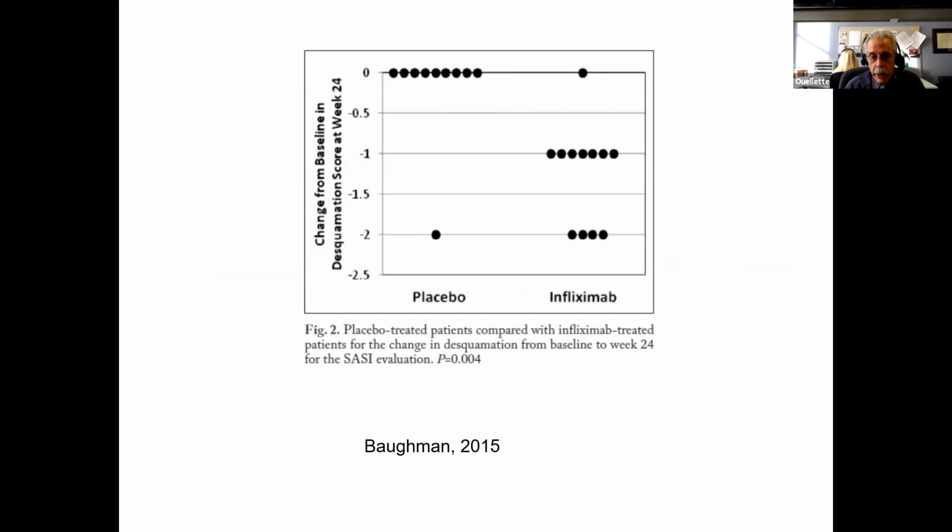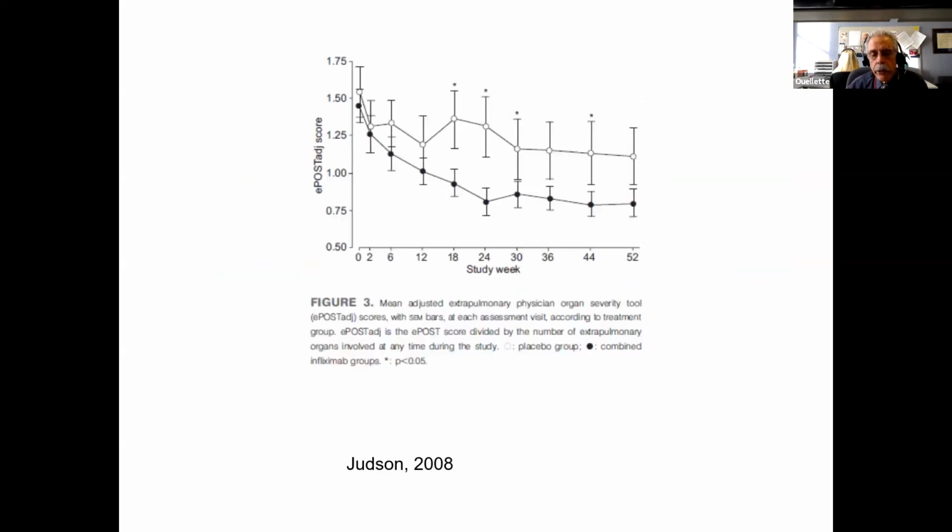In this same study, here's some data looking more closely at the desquamation score after 24 weeks of therapy, showing that the patients being treated with infliximab had improvements. Sarcoidosis treated with infliximab, when sarcoidosis is multi-organ system, may also have other benefits. This study by Mark Judson in 2008 looked at a score called the EPOST score, which is a score that assesses extrapulmonary organ involvement. Most of these patients had important cutaneous sarcoidosis.